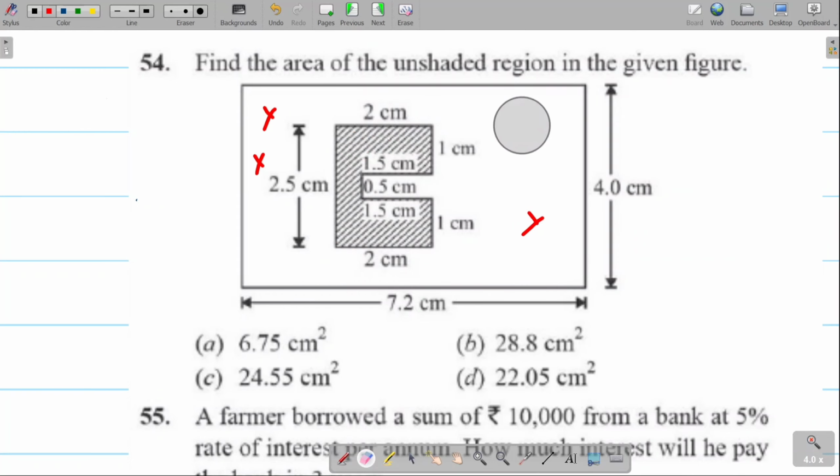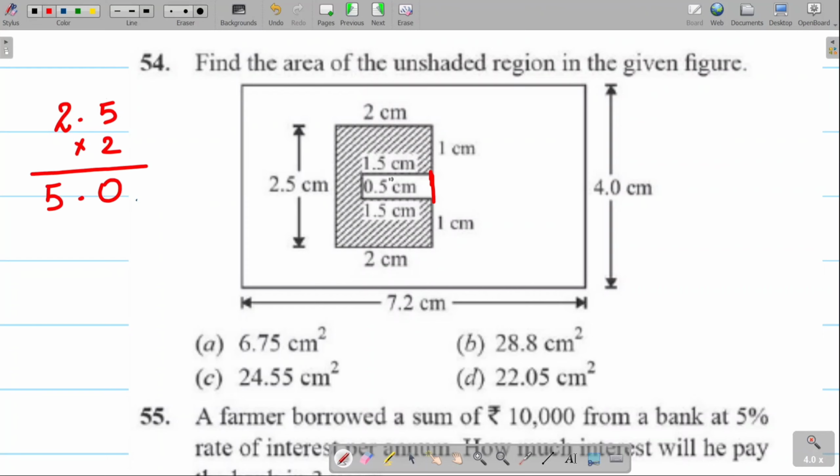How we'll do this? We will tackle this question by a different approach, where I will first find the area of this whole region. This is a big rectangle, and the area of this rectangle is what? 2.5 into 2. So it is 5.0. Now we will subtract this unshaded part from it. What is the length and breadth of this? This part is 0.5 and this part is 1.5. So 0.5 into 1.5 is 0.75.